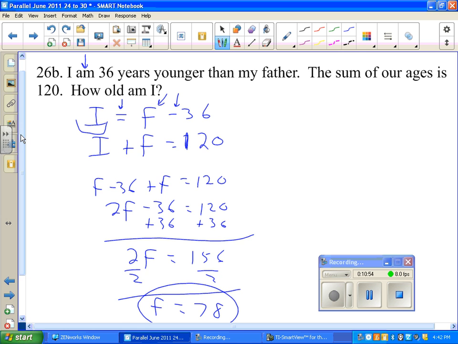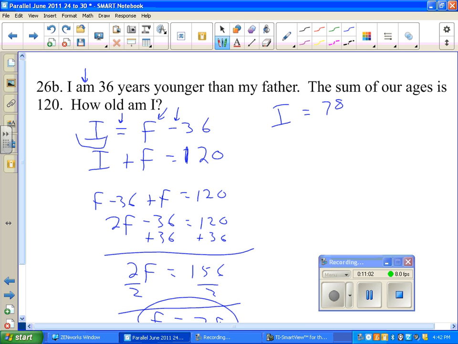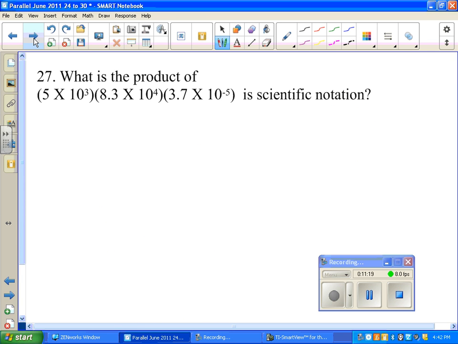How old am I? So I equals father, 78, minus 36. 78 minus 36 is 42. If you have any questions, make sure you ask me in class. You can hit pause or rewind.